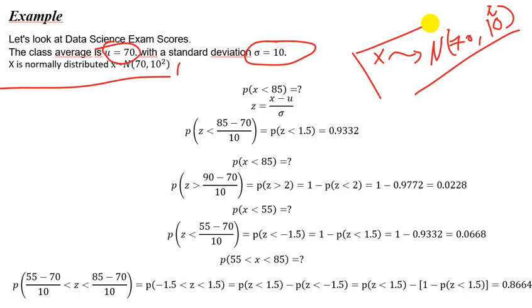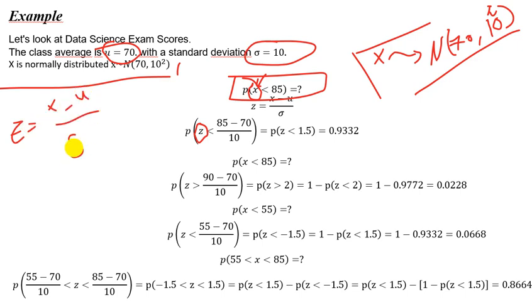Okay. Now the first question: what is the probability that a randomly chosen student has a score less than 85? So this is very easy. So how to solve this? The first thing to do is to convert our x to z. So how to do this? We said that z is x minus mu divided by sigma.